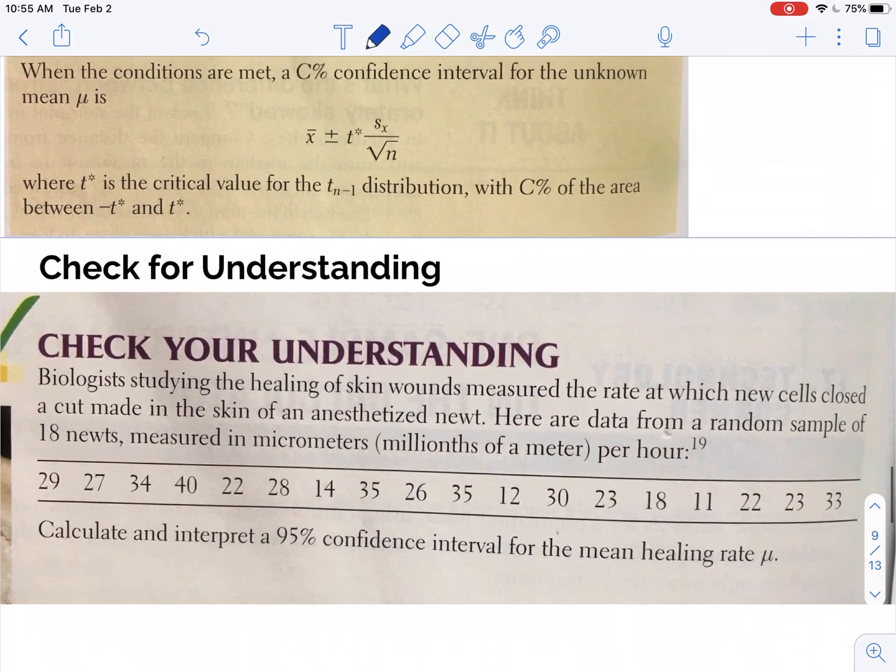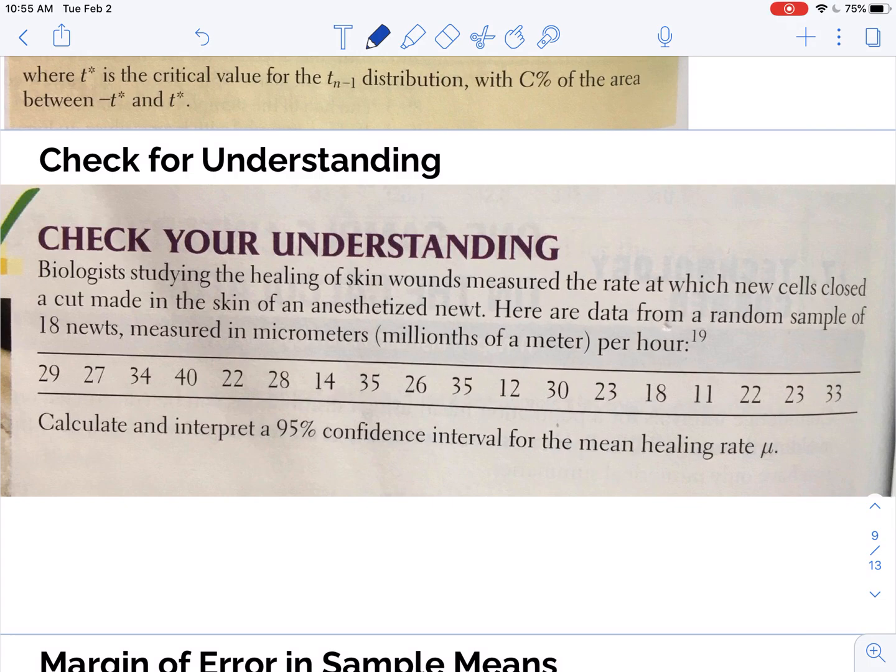All right, so check for understanding. Biologists studying the healing of skin wounds measured the rate at which new cells closed a cut made in the skin of an anesthetized newt. Here are the data from a random sample of 18 newts measured in micrometers per hour. Calculate and interpret a 95% confidence interval for the mean healing rate of the population.